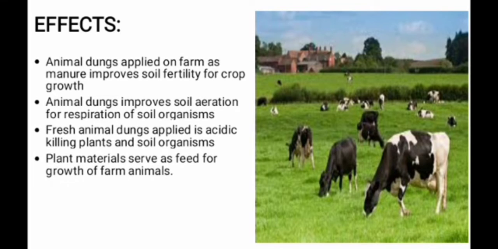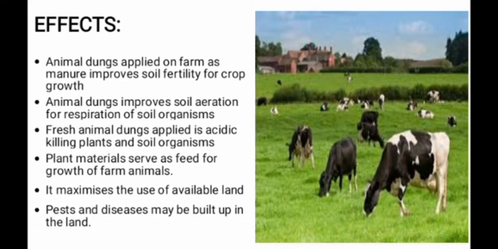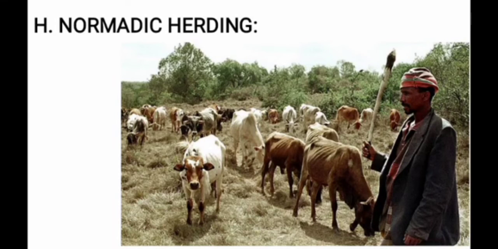Plant materials serve as feed for growth of farm animals. Another one is that it maximizes the use of your available farmland. Then pests and diseases may be built up in the land due to rearing of animals and planting of crops on the same farmland. The last form of farming system is nomadic herding.